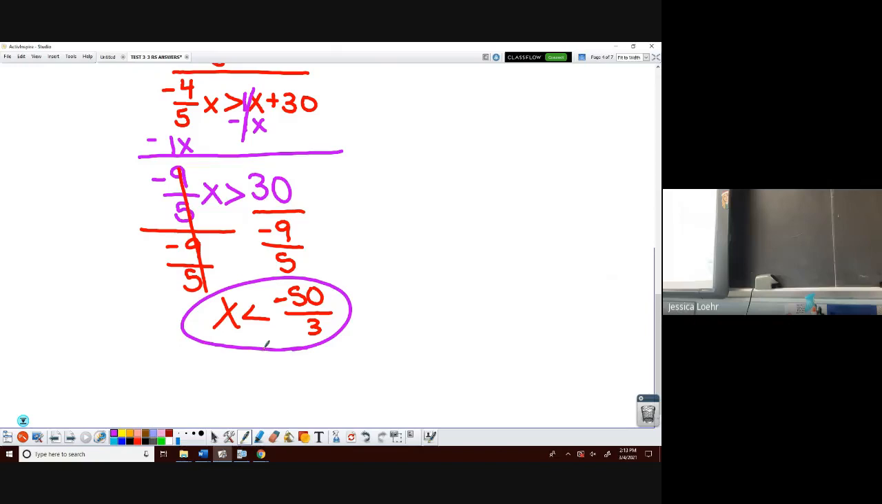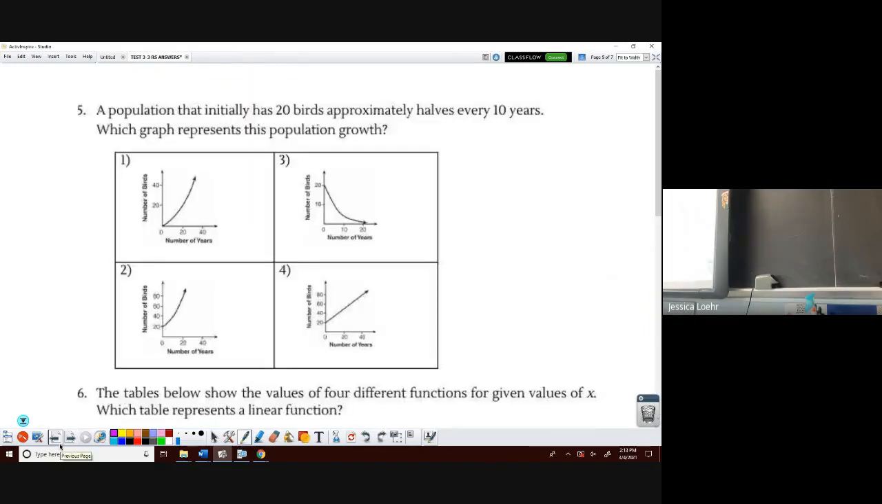Questions about page 1? Bless you. Okay. Number 5, a population that initially has 20 birds approximately halves every 10 years. Which graph represents this population growth? Well, it initially has 20 birds. Initially is a word that represents the starting value or the y-intercept. So the y-intercept has to be 20. So right off the bat, I'm getting rid of choice 1. It doesn't have 20 as a y-intercept.